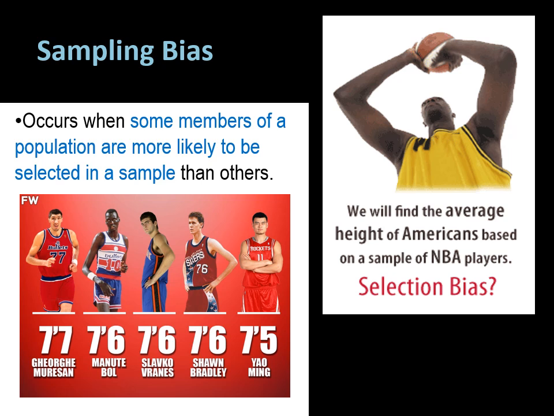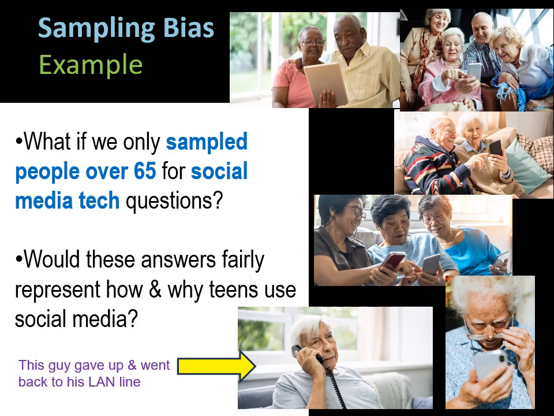We tend to take an average of what the size is, and this is not the average. This is just the average of NBA players. So you see how that would lead us to a sampling bias.